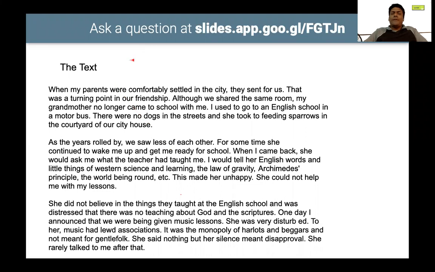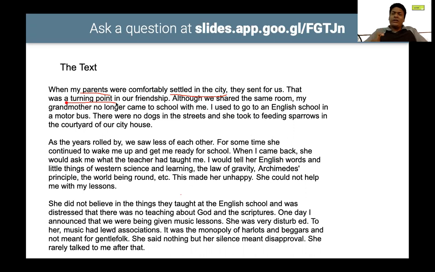Now, we can see that the writer stated, when my parents were comfortably settled in the city, that is, when the writer's parents went to the city, they left the writer in the care of the writer's grandmother. After settling themselves in the city, what happened? They called the writer's grandmother and the writer to come to the city. So they sent for us, and that was a turning point. Please note it down.